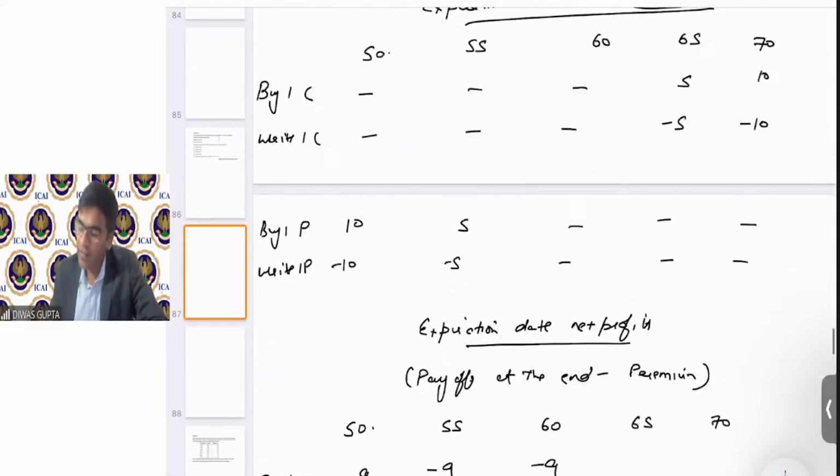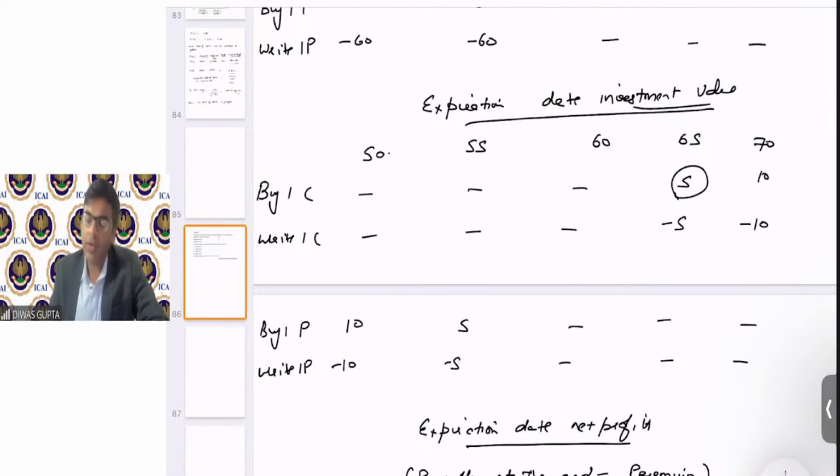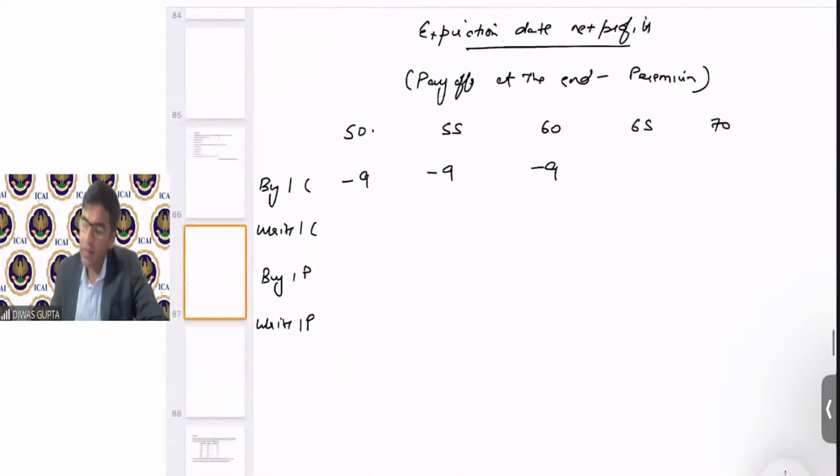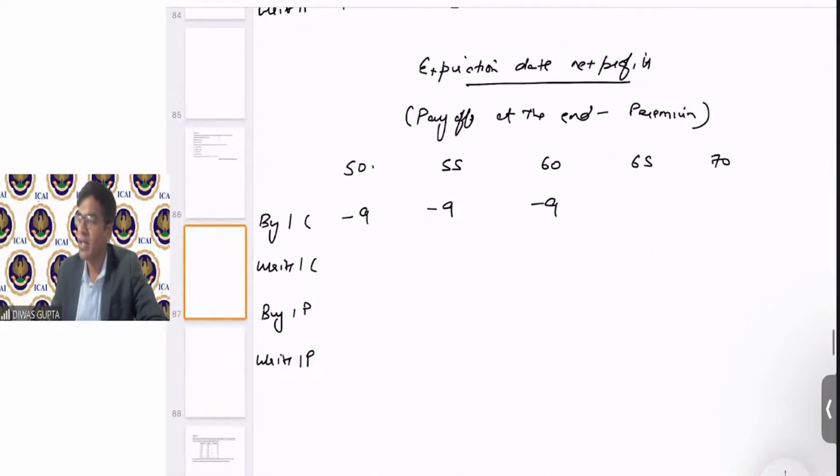However, at 65, 5 rupees is what this person is getting. So minus 9 plus 5. So that means minus 4. Correct? This is the net loss. And in case of 70, plus 1, which is 10 minus 9, students. Okay. I hope this is clear, students.